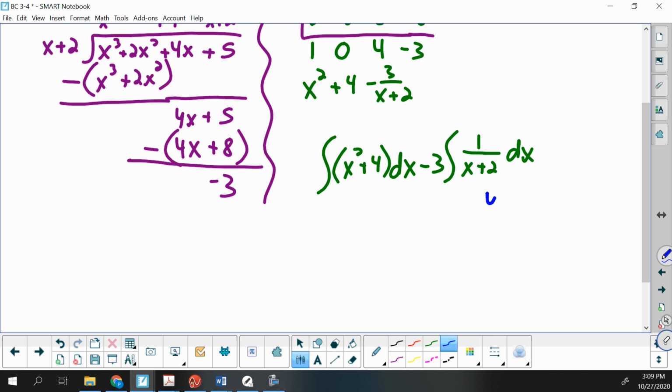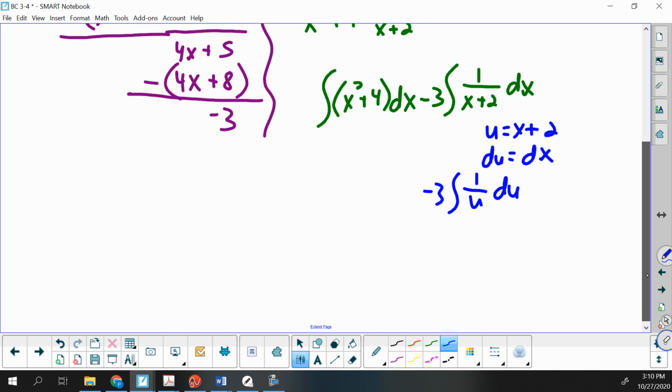In the second one, we can let u equal x plus 2 because the degree of the numerator is 1 less than the degree of the denominator. So du is just 1 dx. So this is going to be minus 3 integral 1 over u du. So this will be minus 3 ln absolute value of u plus c. Or in other words, minus 3 natural log absolute value of x plus 2 plus c.